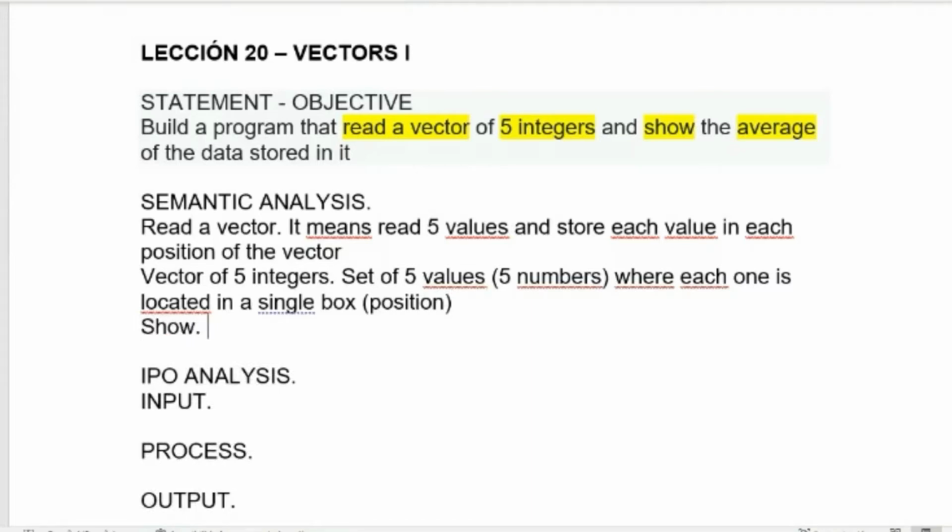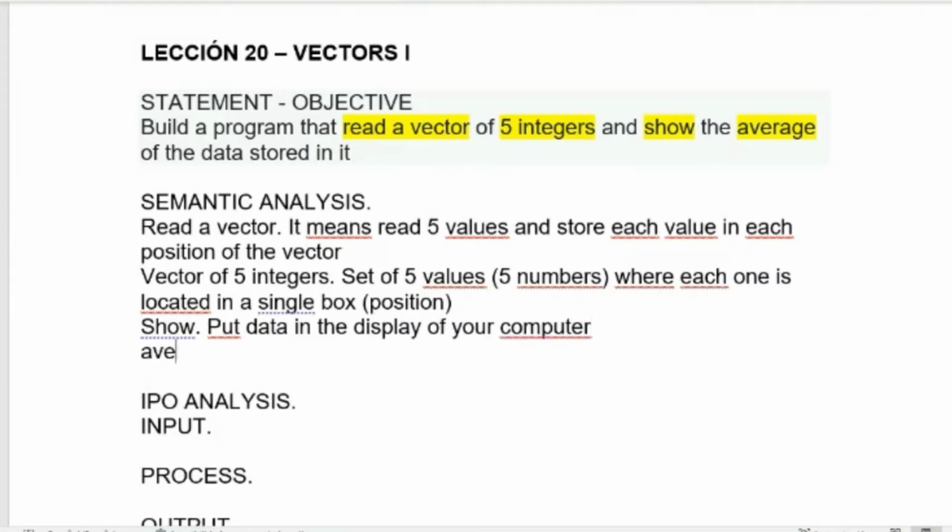So, in the computer world, show is to put data on the display of your computer. And average means add data and divide by the quantity of data. This is an average. Okay? Now let's see the hypo analysis.